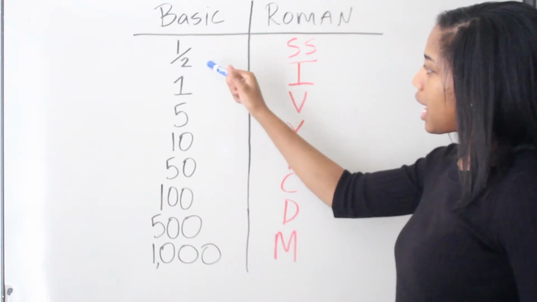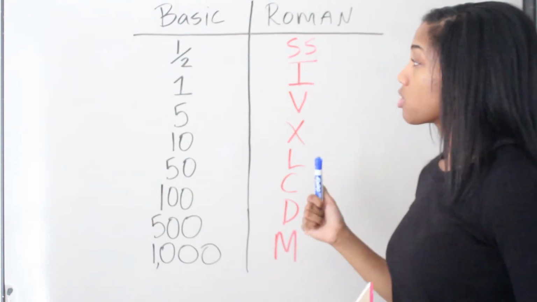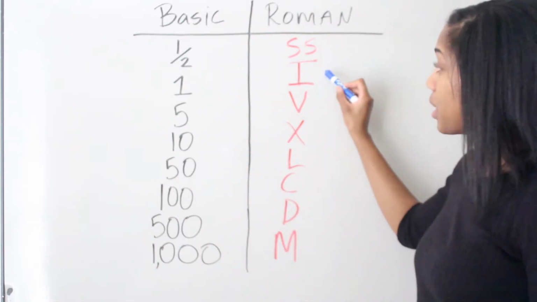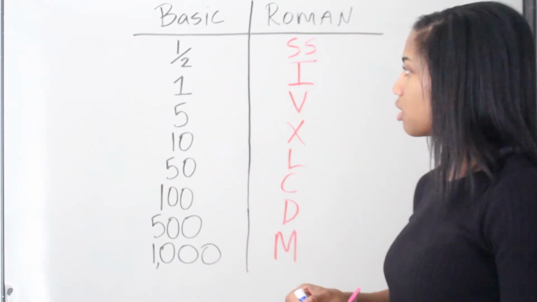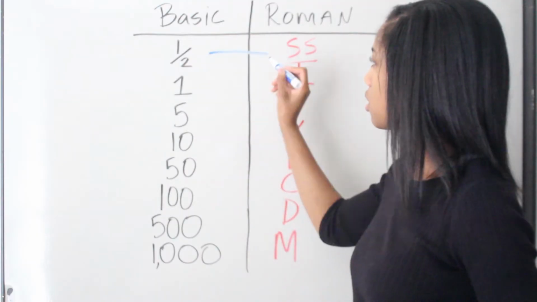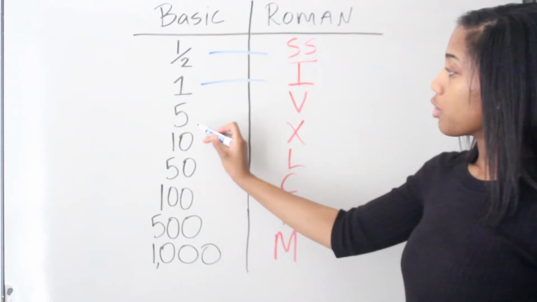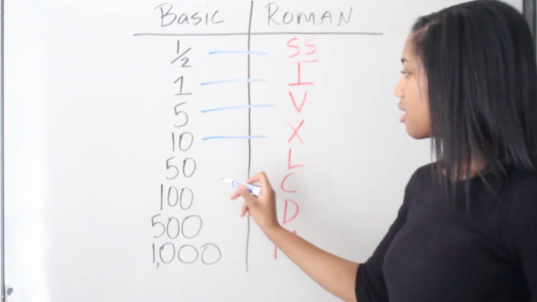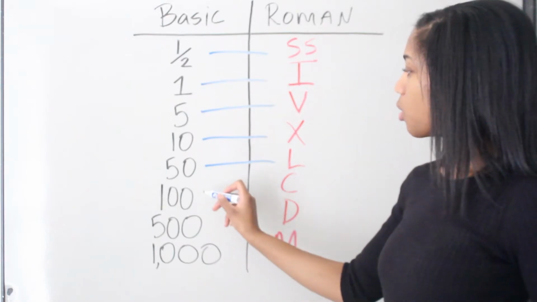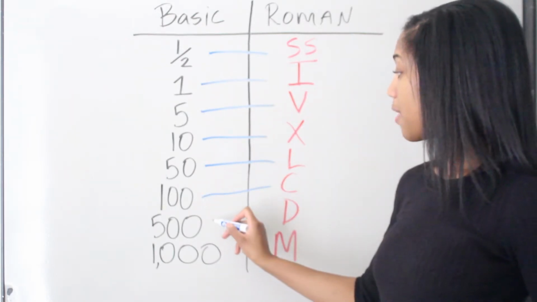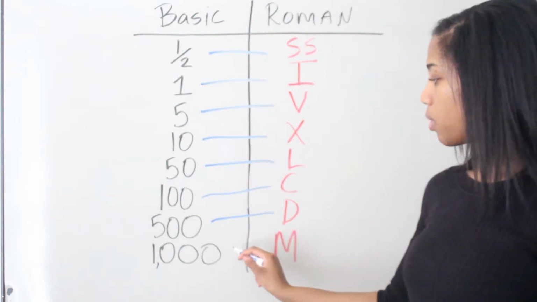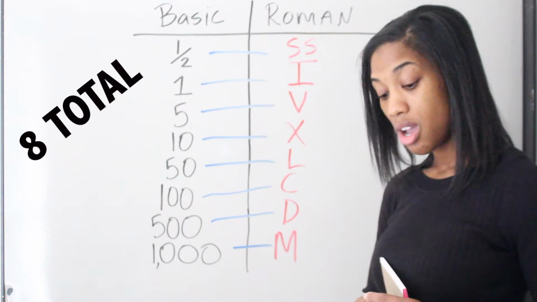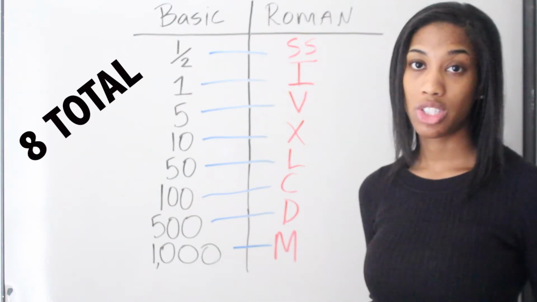So right here we have 1/2. The Roman numeral that corresponds with that is SS. Here we have 1, and we have an I that corresponds with 1. And I'll just draw a line with these actually. For the number 5, we have V, 10, X, 50, L, 100, C, 500, D, and 1000, M. So see, there are 8 fairly simple ones. There are 8 Roman numerals in total actually.